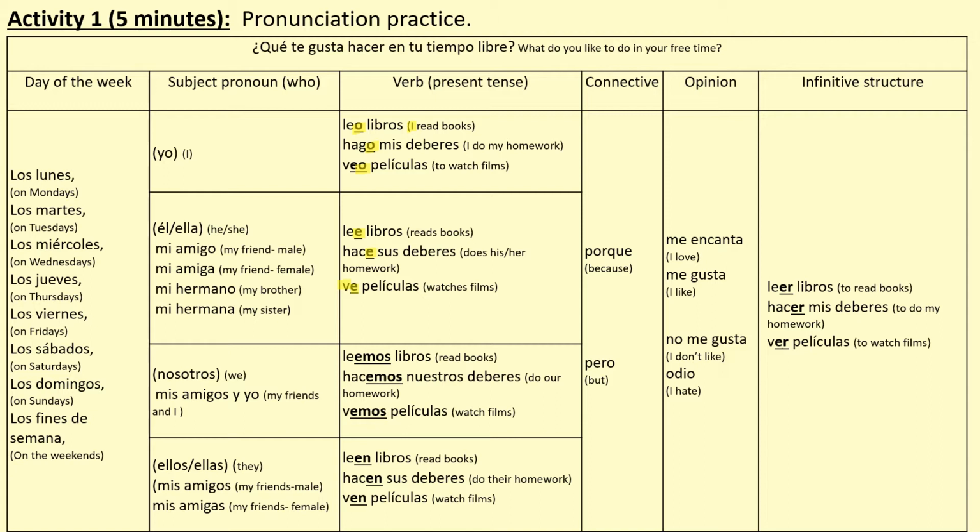And on to the nosotros form, so the first person plural. Repeat. Leemos libros. Hacemos nuestros deberes.